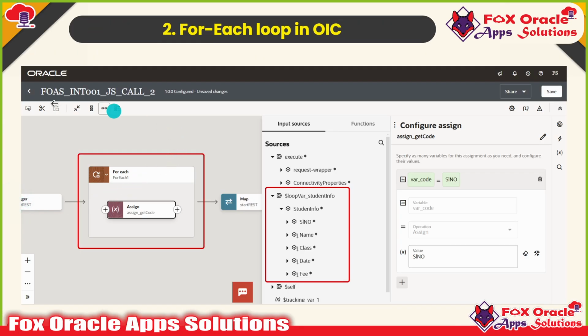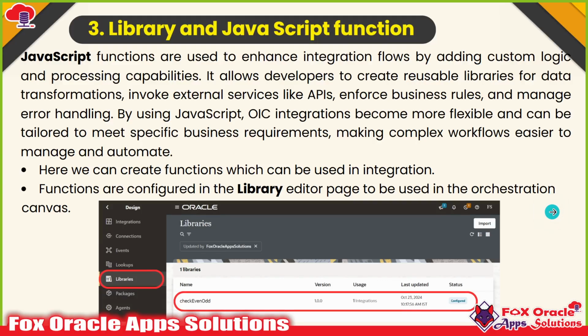So now we are done with the basics of the for-each concept, and we move to the next slide, which will explain the libraries and the JavaScript which we are going to create under the libraries to perform a few actions which we cannot generally achieve using OIC. Using JavaScript we can add various logic and implement it in OIC. In OIC, JavaScript functions are used to enhance our integrations and give us more flexibility to add additional logic in OIC.